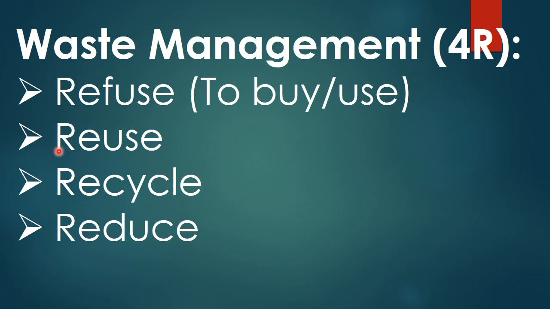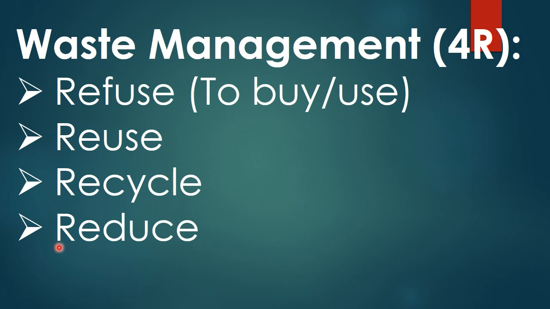Another is recycle. If these 2 points, refuse and reuse, are not possible to accept, we can recycle the waste. Whatever solid waste we are getting, it may be recycled. First, we will have to segregate the solid waste. It means there should be a classification of plastic items, paper, and cloths. When these are classified, they can be easily recycled.